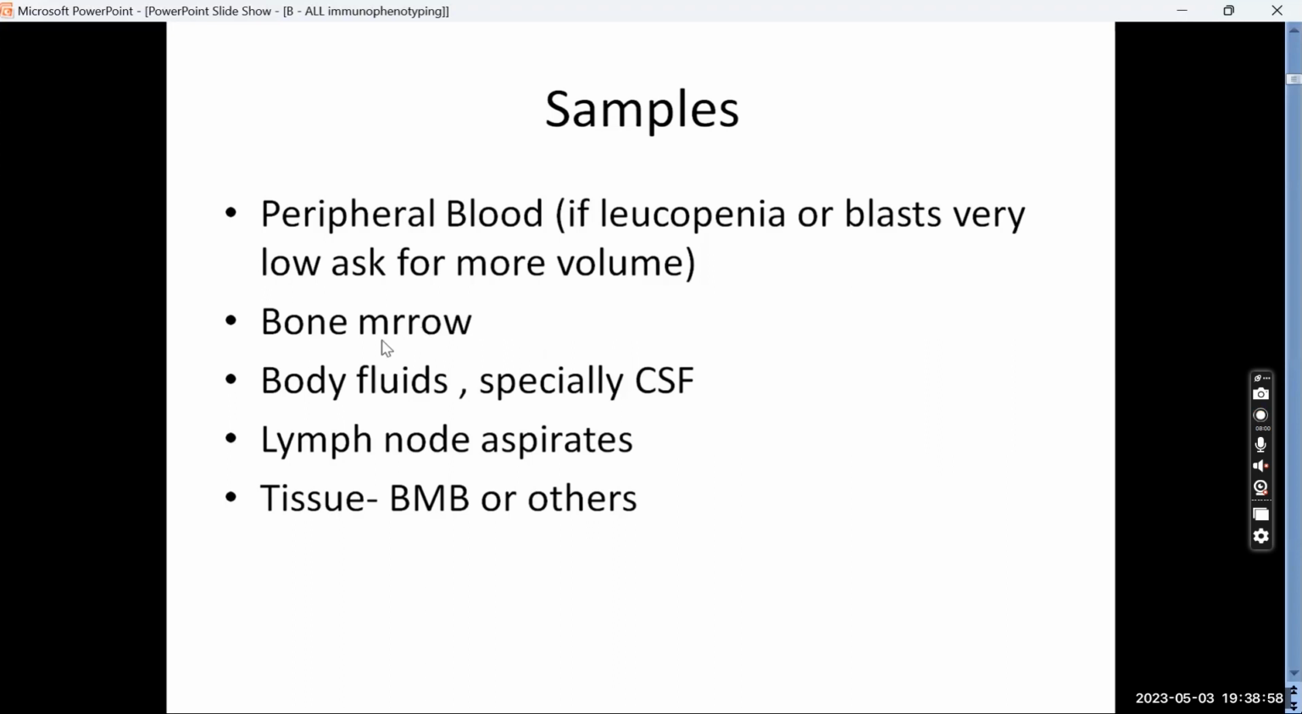Bone marrow is another very, very common sample we receive for flow cytometry. Rarely we do receive body fluids, most commonly pleural fluid in T lymphoblastic lymphoma when it is involving the pleural cavity, because T lymphoblastic lymphoma commonly has a mass in the mediastinum, right? And it can also infiltrate the pleural space, and T lymphoid blasts may be there in the pleural fluid, and pleural fluid may be sent for immunophenotyping. CSF may be sent more commonly in B lymphoblastic leukemia which is involving the CNS. Then you may get lymph node aspirates, and you can also get tissues when a lymphoblastic lymphoma is occupying a tissue.